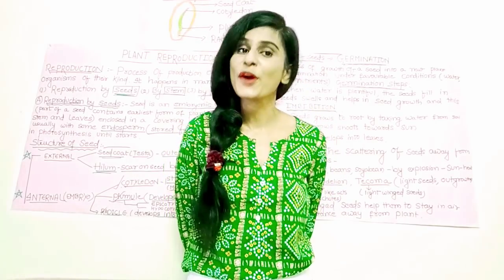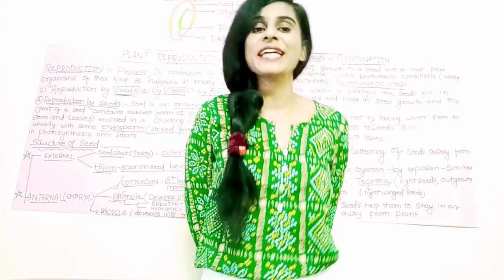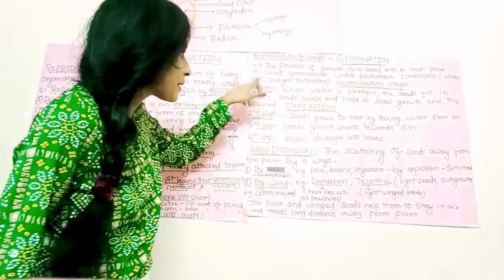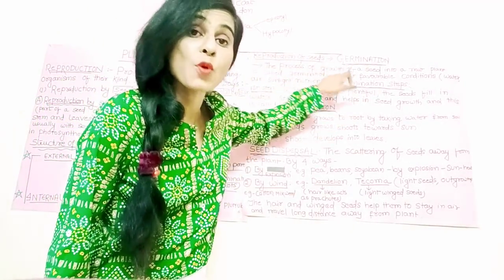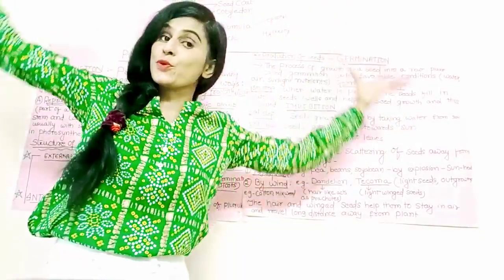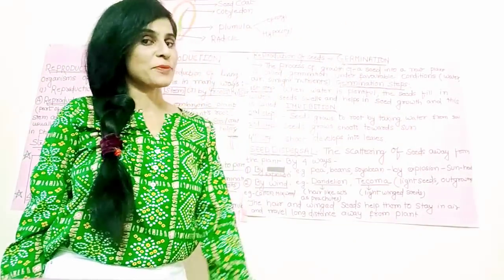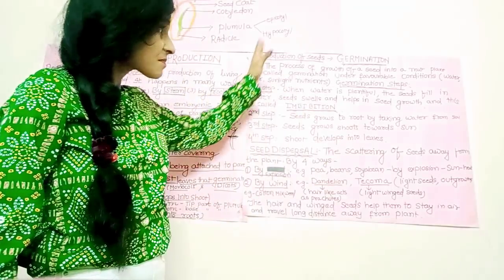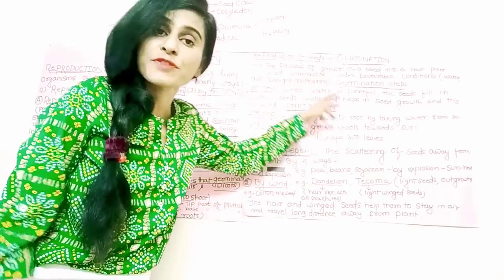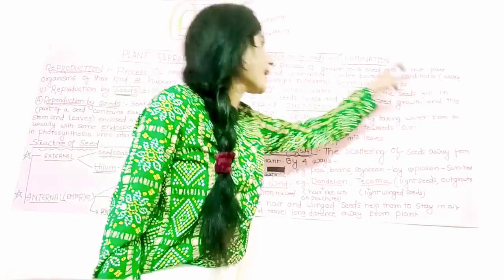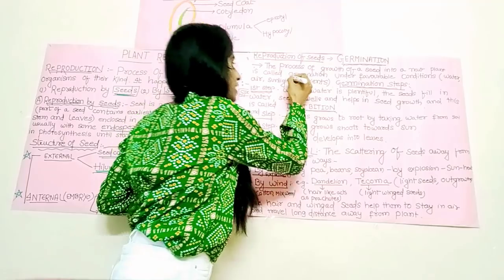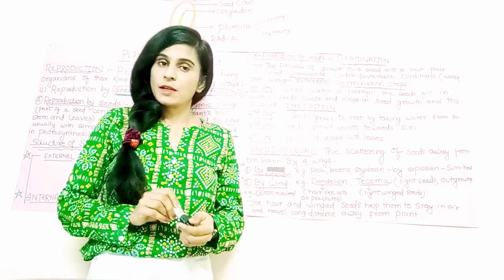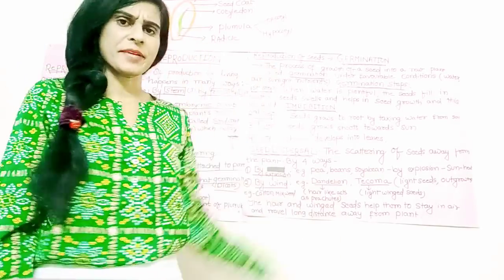Yes, you all are right. It's called germination. What is germination? The process of the growth of the seeds into a new plant is called germination. You might have read this in your previous classes. Yes, so what is germination? The process of the growth of the seeds into a new plant is called germination, but under favorable conditions. Okay, now you know what germination is.